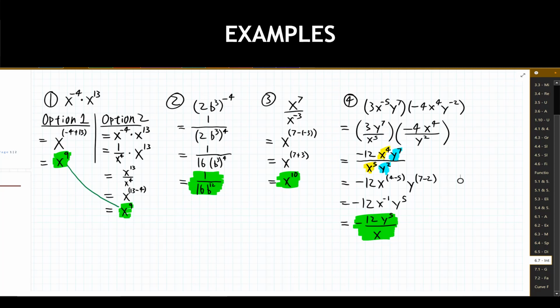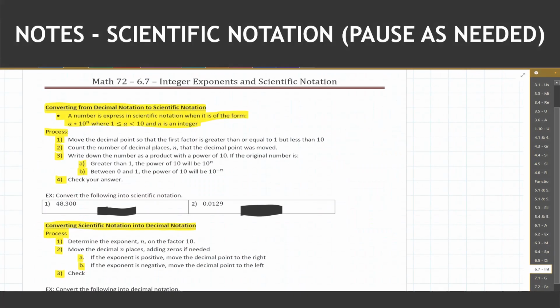See what happens. Okay, what's the new thing that you get? Try that, see what happens, and go through it there. So this is the first part of 6.7. It's working with integer exponents and all of those properties.